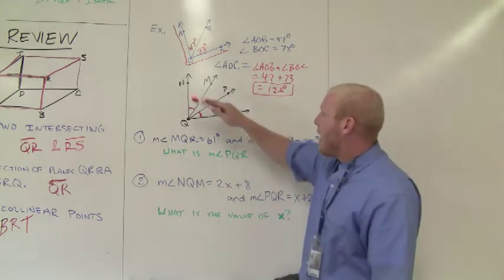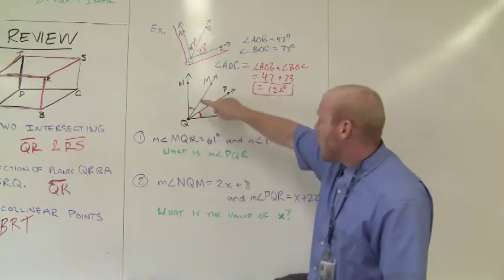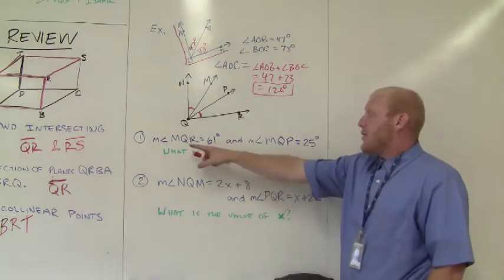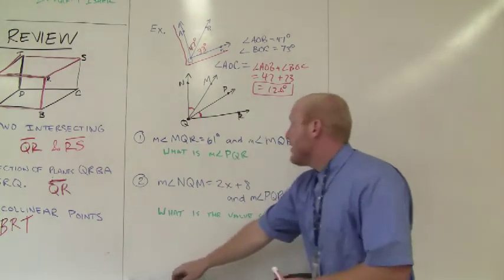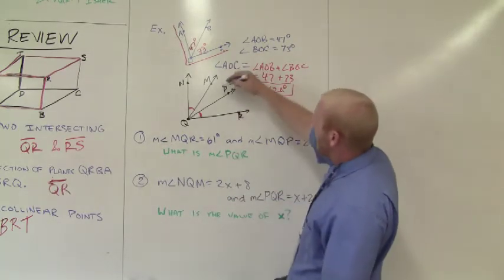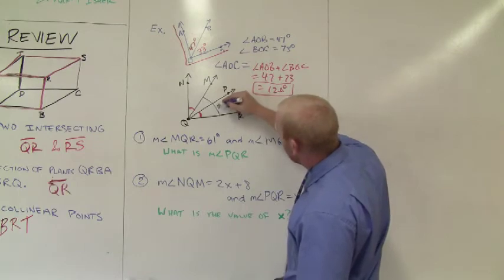Alright, our last example here. I have this figure here, as you see named. This is vertex Q, and it's broken up into a bunch of angles here. I have the measure of angle MQR is 61 degrees. So I know that from here to here, I'm going to put in blue, is 61 degrees.